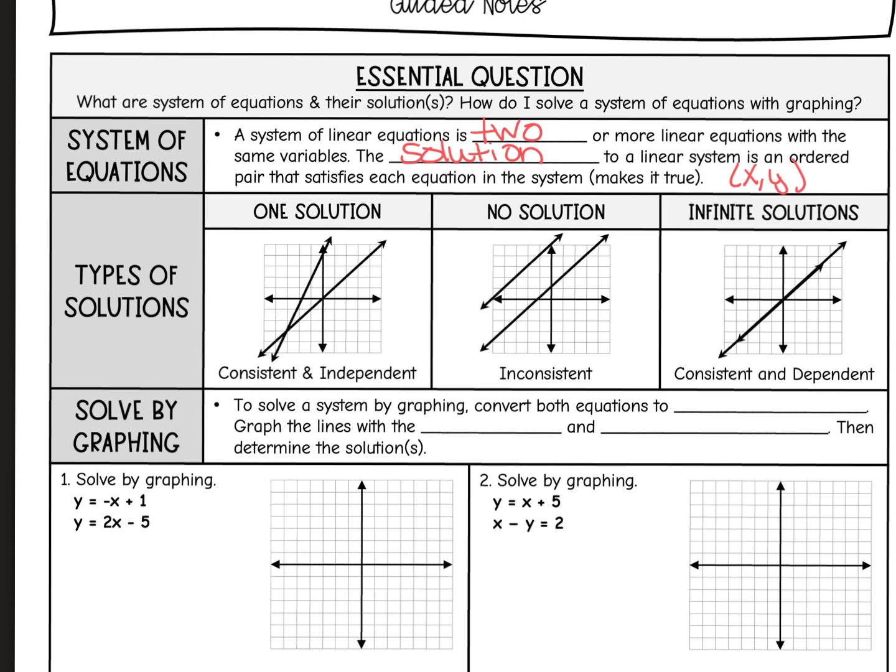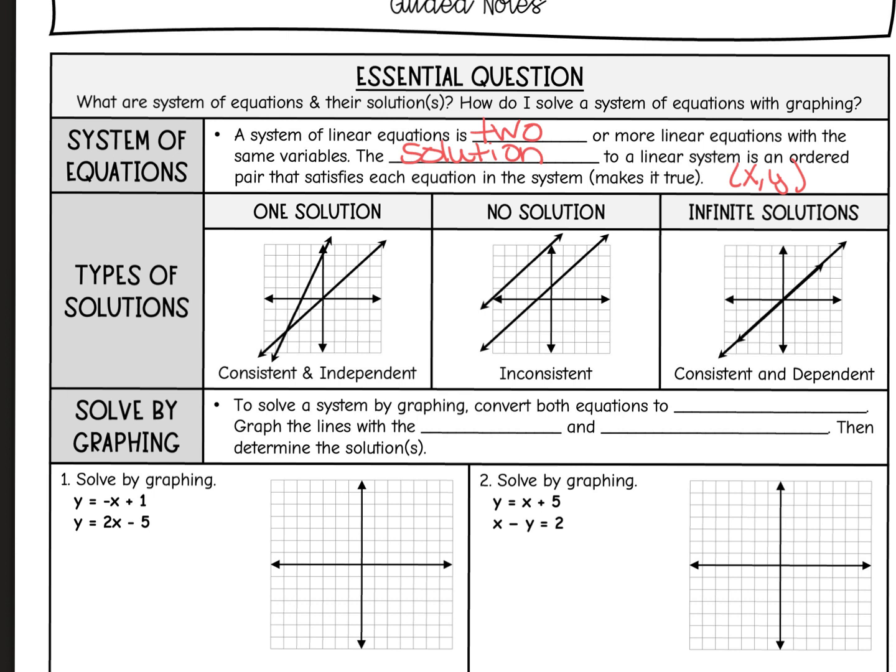Mrs. Gray Math here. So today we are going to talk about systems of equations by graphing. We are going to identify exactly what is a system of equations, how do we find their solutions, and how do you solve a system of equations with graphing.